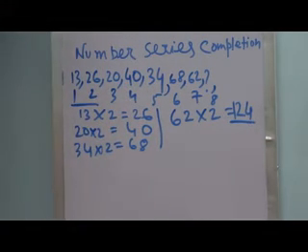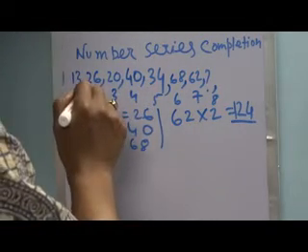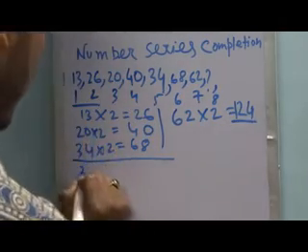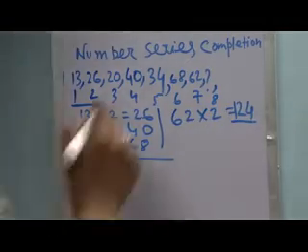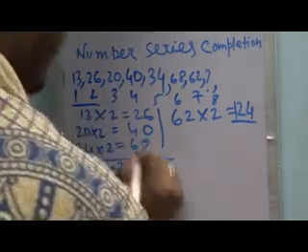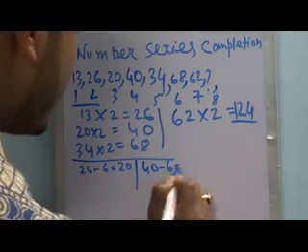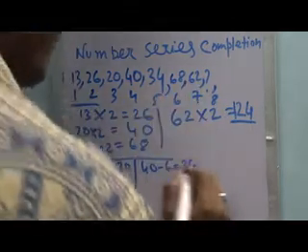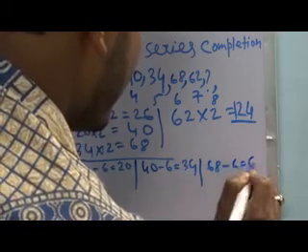Okay. Now what is the relation between the numbers in position 2 and 3? 26 minus 6 is equal to 20. Similarly, in case of the numbers in 4th and 5th position, it is 40 minus 6 equal to 34. And in case of 6th and 7th, it is 68 minus 6 equal to 62.